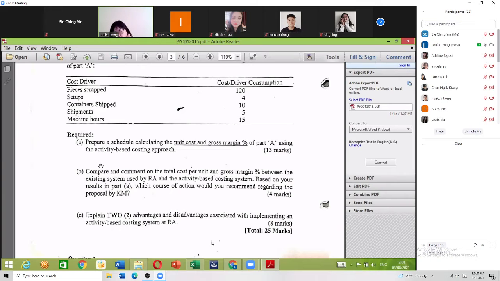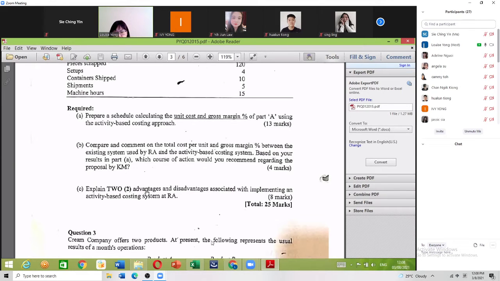Part B is the comment, the theory part. Compare and comment on the total cost per unit and your gross margin between the existing traditional method and activity based costing, based on your result in part A. Which course of action would you recommend regarding the proposal by KM? Which method would you propose to management, traditional or activity based costing? Then explain two advantages and two disadvantages of activity based costing.